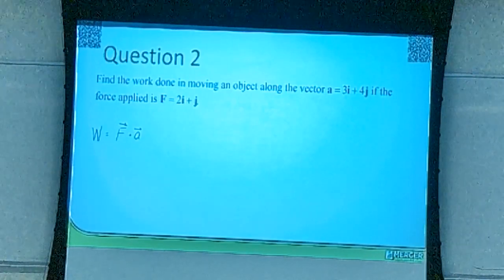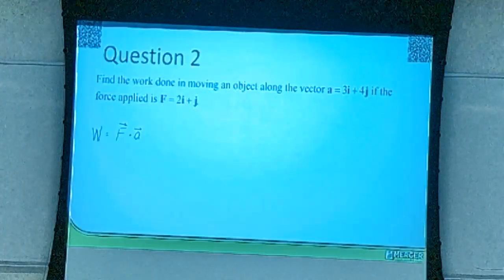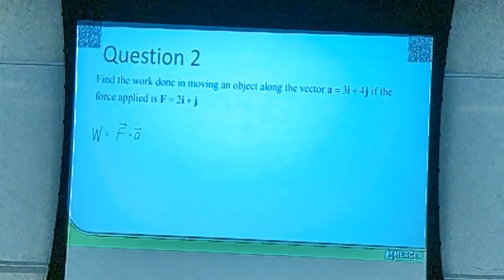F dot A, and that's not acceleration. That's our position vector.